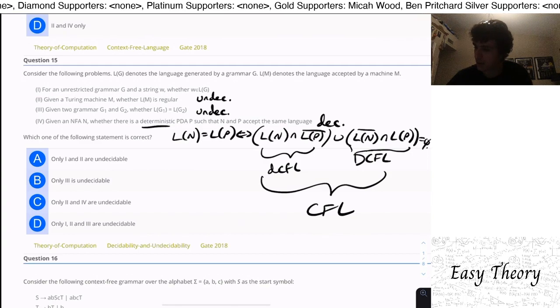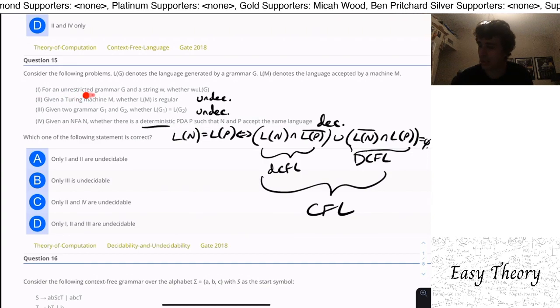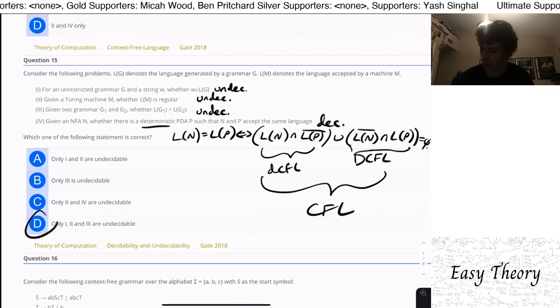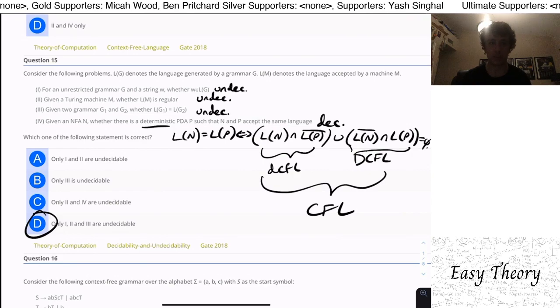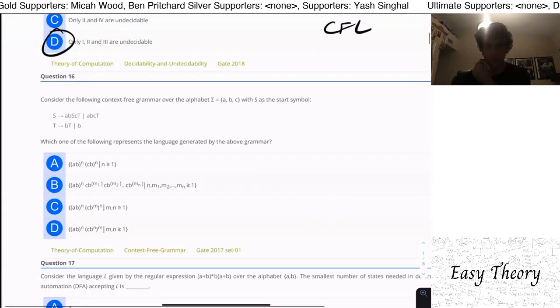And okay, yeah. So 1 is equivalent to a Turing machine, and that's asking whether a string is in the language of that grammar. So it's undecidable too. So 1, 2, and 3 are undecidable. Okay.